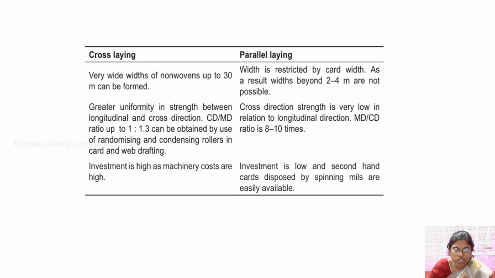You can see the ratio here, 1:1.3. CD to MD is nothing but cross direction to machine direction strength. Whereas in parallel laying, the MD to CD ratio is very high. It is up to 8 to 10 times greater. In cross laying, investment is higher as the machinery costs are higher, whereas in parallel laying, less investment is needed.